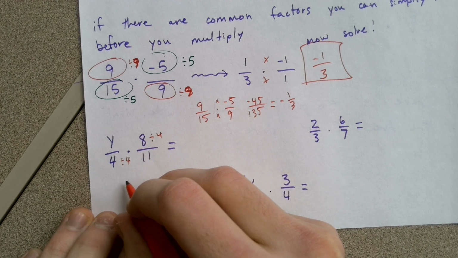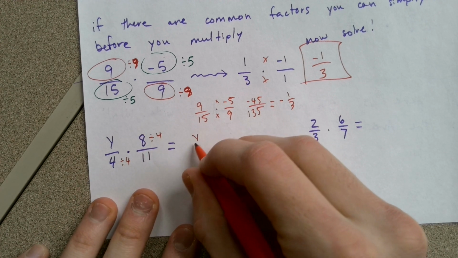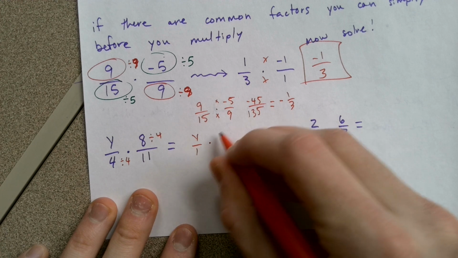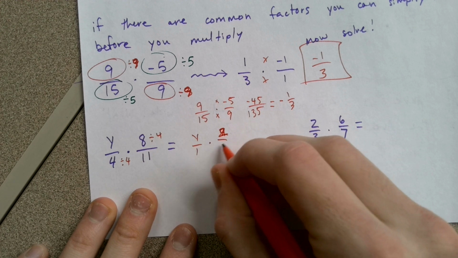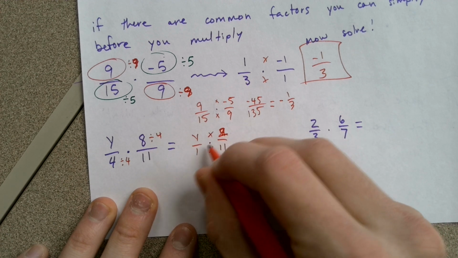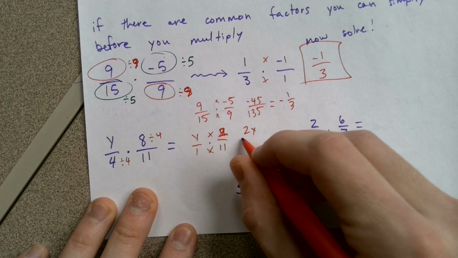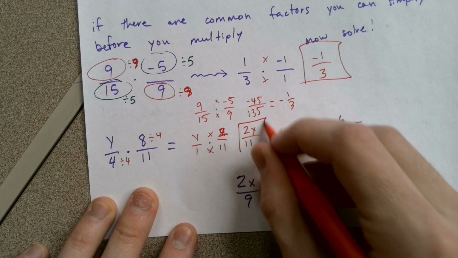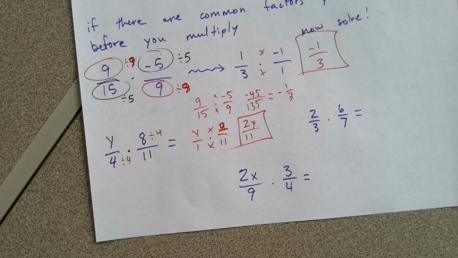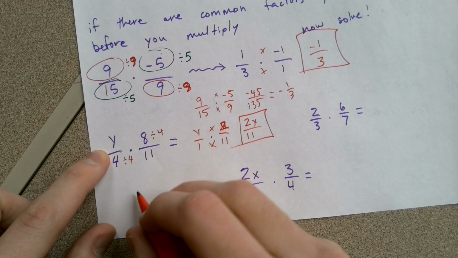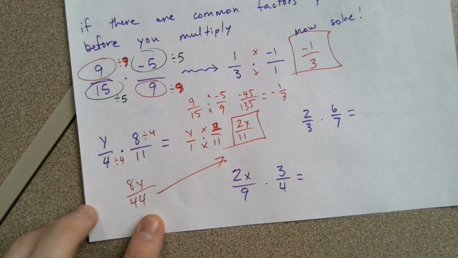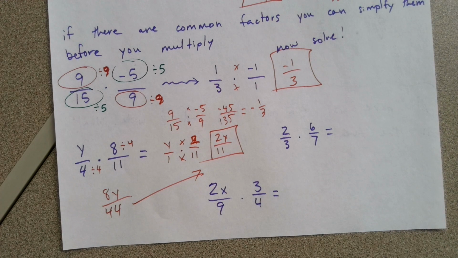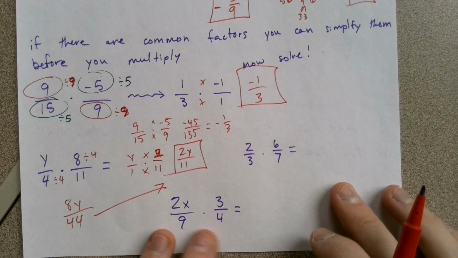I'm going to rewrite this as y over 1 times 2 over 11. Now we multiply the tops, multiply the bottoms. We get 2y on top, 11 on bottom. Done deal. Otherwise, we would have done this as 8y on top, 44 on bottom, which is going to simplify into that. So we're taking those steps just to find those common factors. First, simplify first. Makes it a little quicker, a little easier.